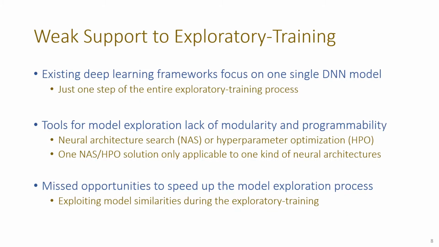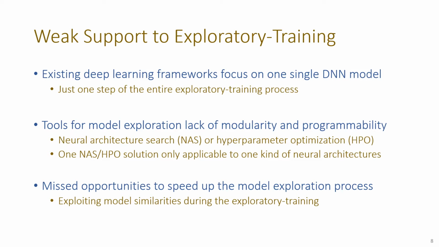However, existing frameworks have weak support for exploratory training because they only focus on a single DNN model. Programming and training one DNN model is just one step of the exploratory training process. Although there are some tools for neural architecture search or hyperparameter optimization that drive exploratory training, they usually lack modularity and programmability, making one NAS or HPO solution only applicable to one kind of neural architecture.